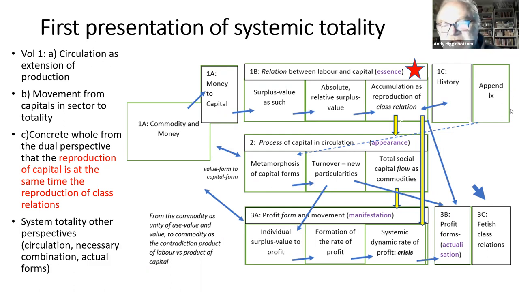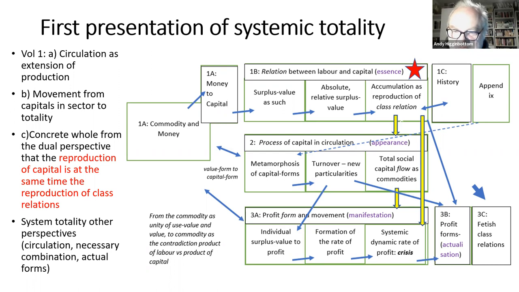Now, this is a totality. This is an overall view, but it's not, if you like, the only totality of the overall view of social capital that Marx considers. It's the overall view from the perspective of production. So Marx will look at this overall view again from the perspective of circulation and a third time from the perspective of how production and circulation combine.